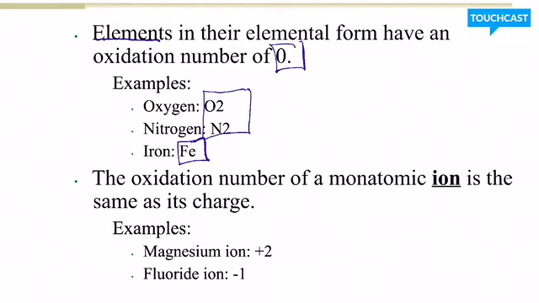That's one rule. Another really important rule is that the oxidation number of a monatomic ion, so any kind of ion, is the same as its charge. So if you were to see, for example, Mg 2+, guess what? Its oxidation number is 2+. And then if you saw a fluoride ion, F -1, its oxidation number would be -1. So if you have a monatomic ion with a charge, whatever its charge is, that is its oxidation number.